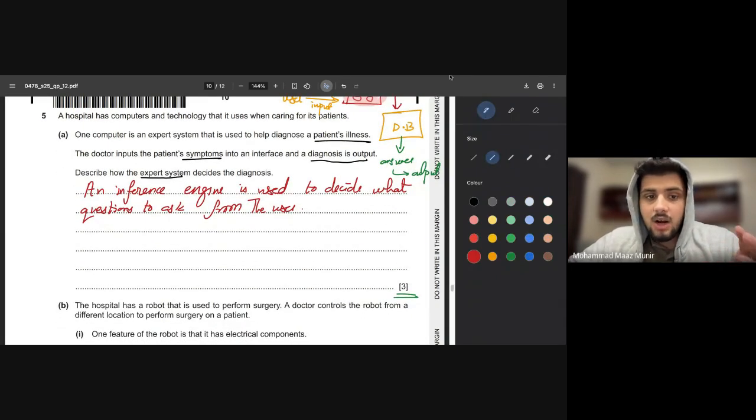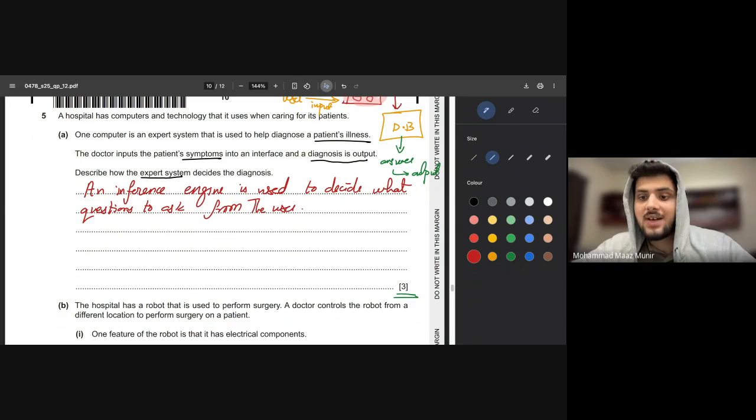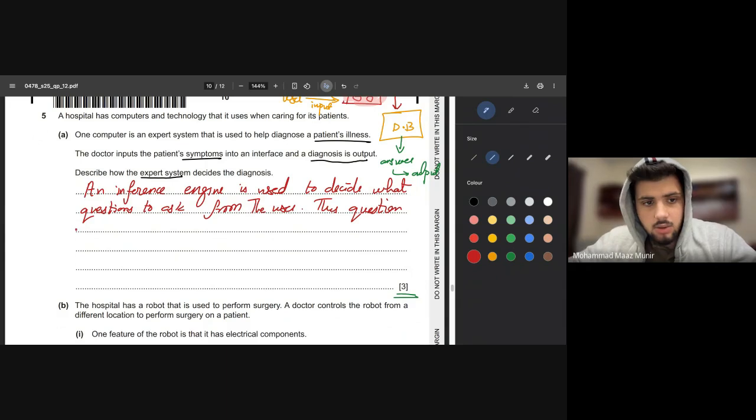The second point after this will be that this decision which the inference engine is going to take is basically going to depend on the previous user input. So if I say the person is a footballer, then the next question is going to be related to something related to football, right? So the second point is that this question is based on the previous user input.